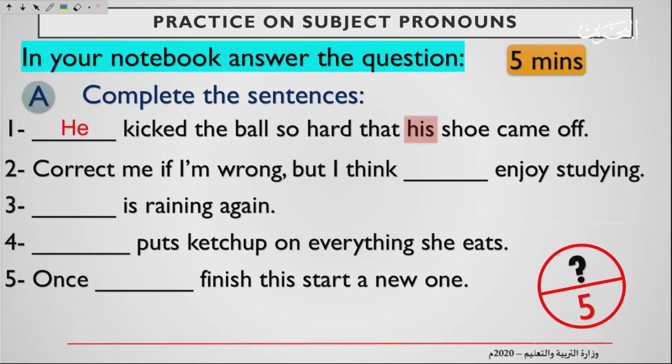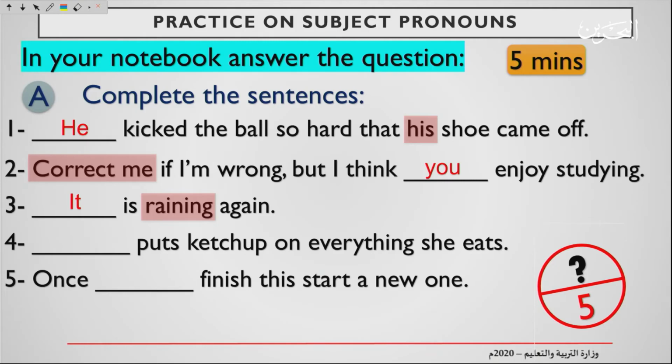Number 2, we have another keyword. Correct me, which is the form of the imperative, like an order. And with it, you know that the person talking to is you. You are talking to a person in front of you. 3. Raining. And with raining, you know it is the sky that is raining. And the pronoun for sky is it.